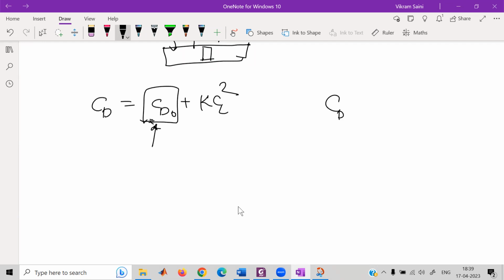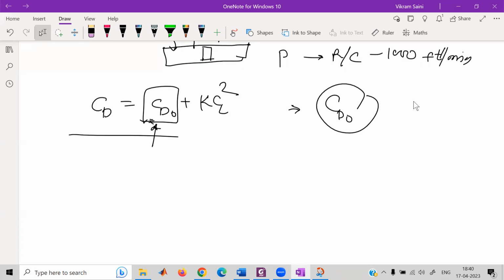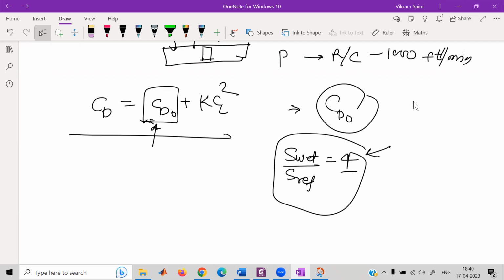We are interested in CD naught at this juncture, and the goal is to compute power required for rate of climb, that is given almost 1000 in what unit? 1000 feet per minute. So to compute that power, we need CD naught. So right now we are focusing our attention on how to compute CD naught. The first number we found is the weighted area, the ratio of wing reference area and the weighted area from historical data, which turns out to be 4. Now my question is, what drives CD naught?